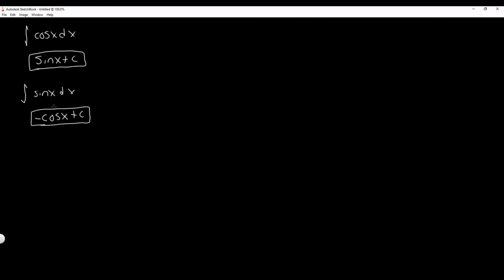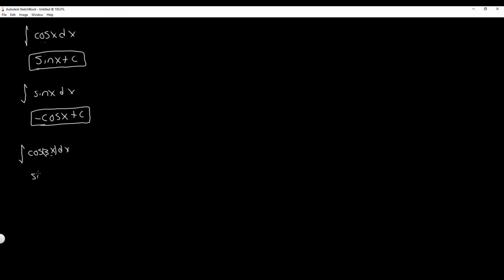Let's get into this one. Consider the antiderivative of cosine of 3x dx. Let's put those brackets there. So we know the antiderivative of cosine, which we did up here, is sine of x. So the way we do this is we just take the antiderivative of this and keep the angle the same.